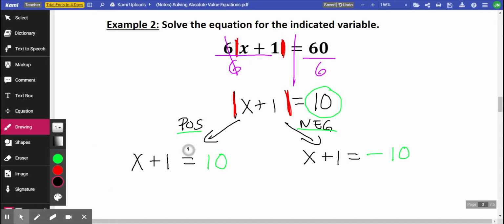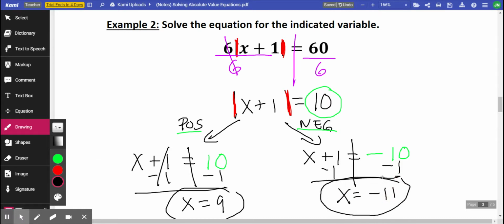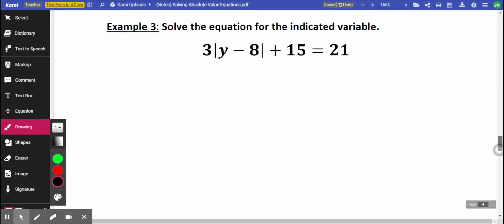The rest you know how to do. So we draw the wall, solve for x, subtract 1 on both sides. In this case, I get x is equal to 9. On the right-hand side, same idea. Draw the wall, subtract 1 on both sides. I get x is equal to negative 11. So the 2 answers to the absolute value equations are x is equal to 9 and x is equal to negative 11. If you plug those 2 values back into the original equation, they will make the absolute value equation true. Okay, example number 3, moving right along.